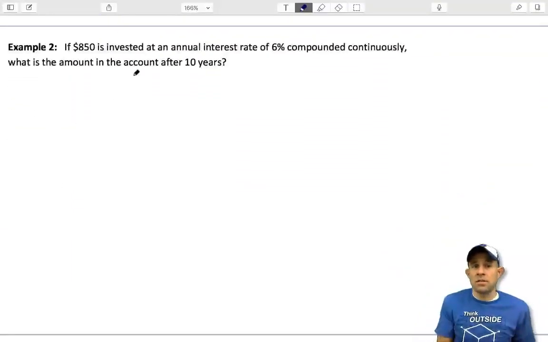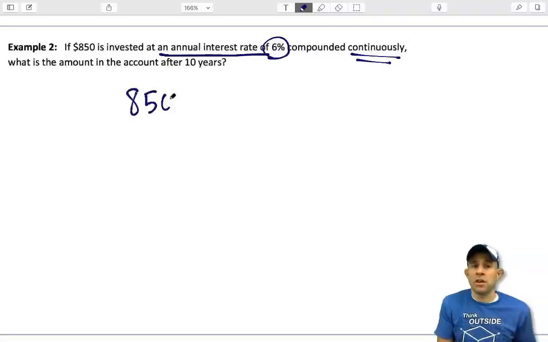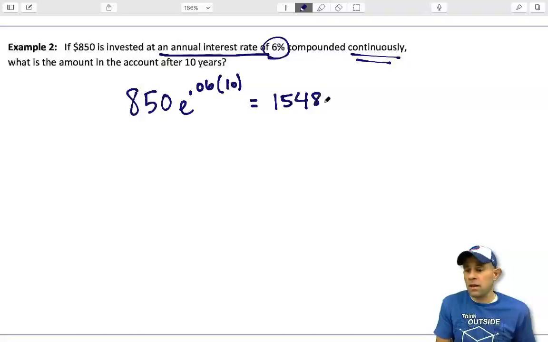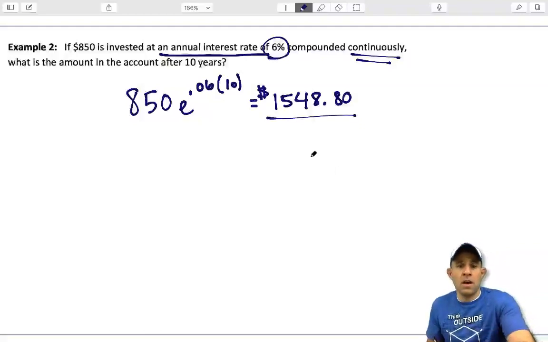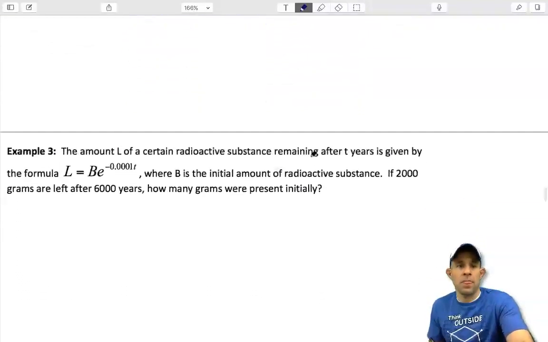All right, let's check out example 2. It says $850 invested at an annual interest rate of 6%, compounded continuously. What is the amount of the account after 10 years? So, a simple little plug and chug of our PERT formula. We have E raised to the 0.06, and we're going to multiply this by 10. When we do that in our calculators, we get $548.80. So you can check my work. You should be getting some practice punching that into your calculator yourself, but go ahead and make sure I got the right numbers.